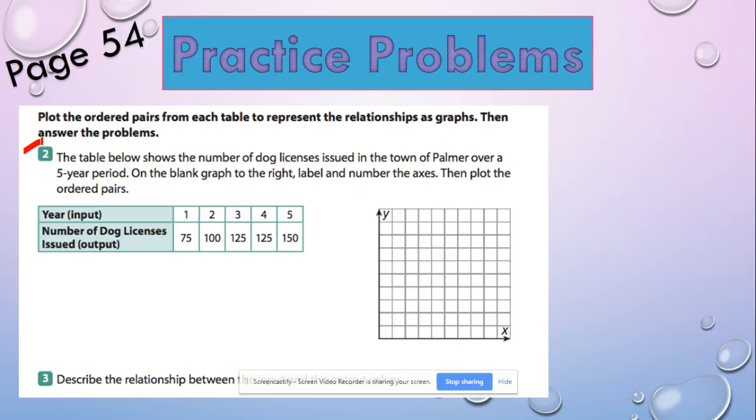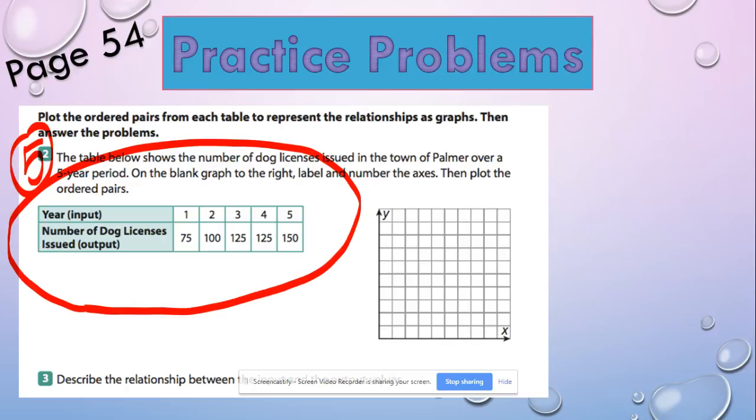Lastly, we have example 5. I would like you to read the problem for example 5 and using the table, decide if this would be a function. The table below shows the number of dog licenses issued in the town of Palmer over a 5-year period. On the blank graph to the right, label and number the axes, then plot the ordered pairs. We are not going to worry about that part. All I would like you to do is look at this table, look at the inputs and outputs, and decide, is this a function?